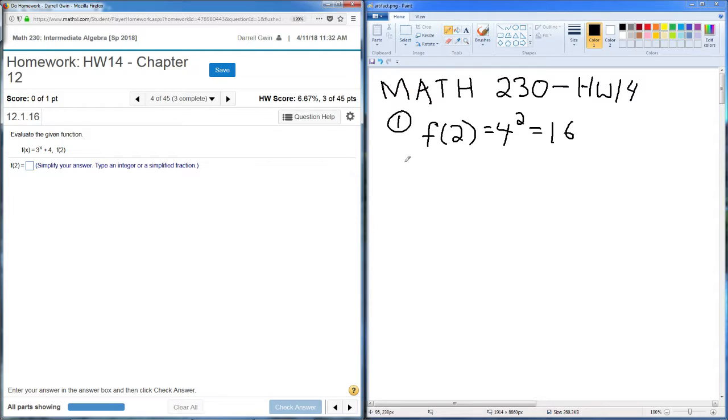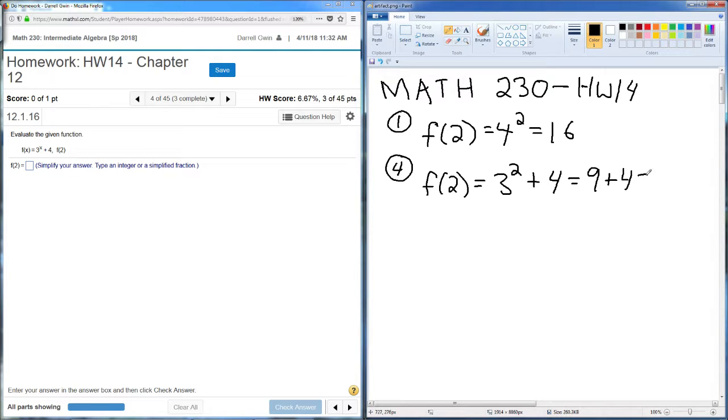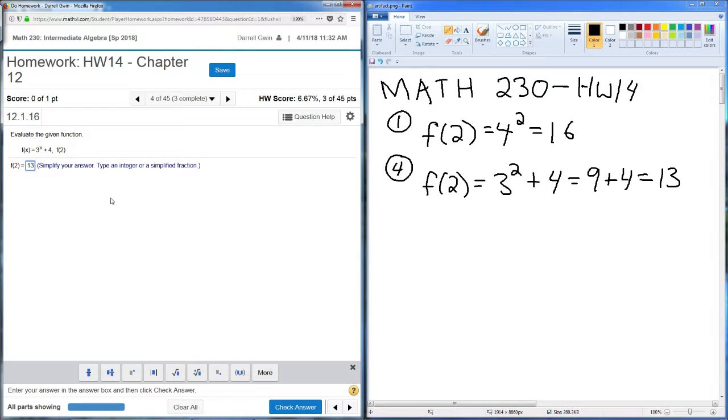This is number 4. It says f of 2, so I'm going to write f of 2 equals 3 to the power of x plus 4. Well, x is a 2, so 3 to the power of 2 plus 4. 3 squared is 9, and 9 plus 4 is 13. That's not too bad.